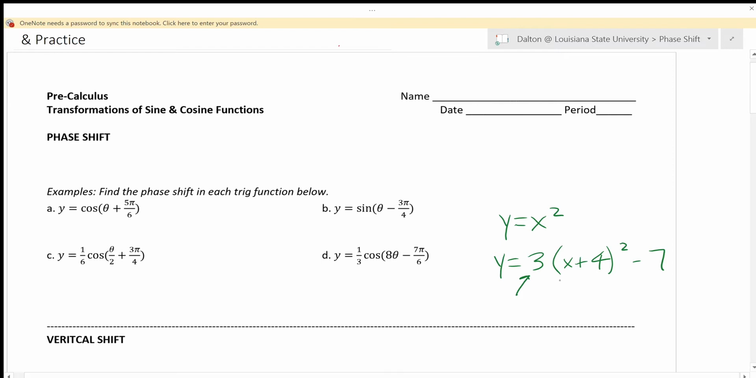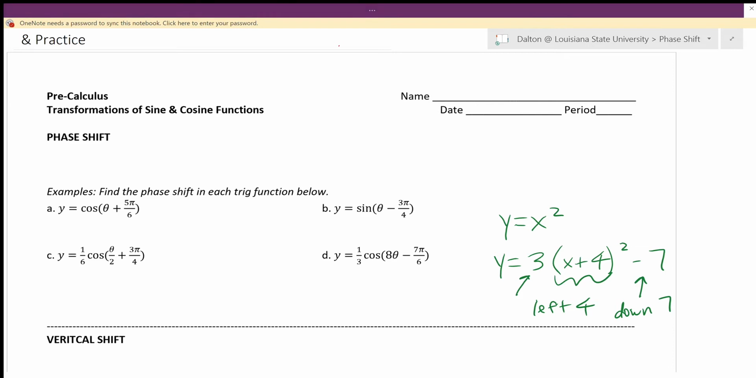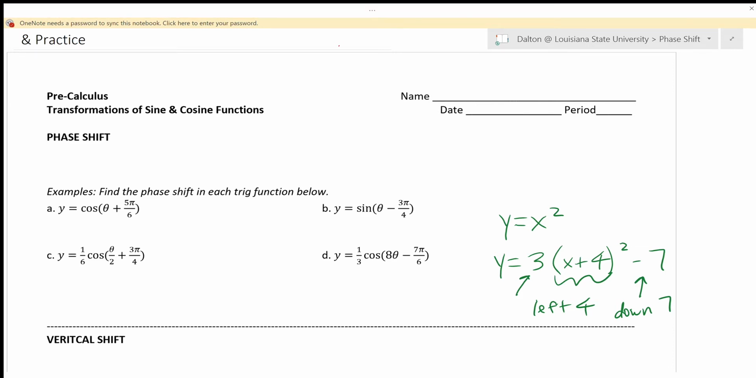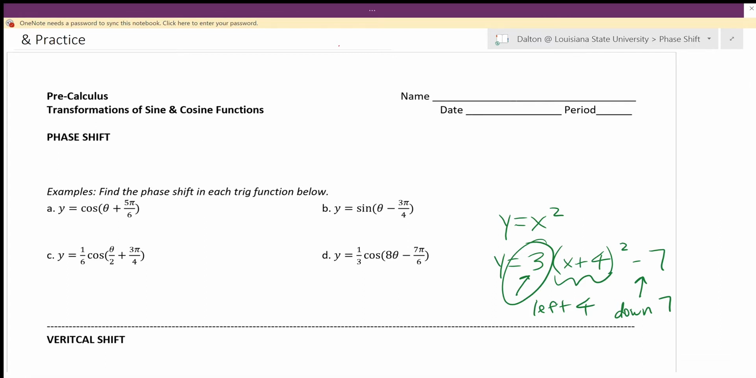What does x plus 4 do? Yeah, it's going to shift it to the left 4. It's opposite of what the sign says it is. And then negative 7 shifts it down 7. If you can answer all of those questions, then you're ready for today. All we're doing are the same transformations, which we've already done: the stretching, which takes care of the amplitude that we've already discussed. But the other stuff, the shifting left, down, up and right, that's what we're going to talk about today.